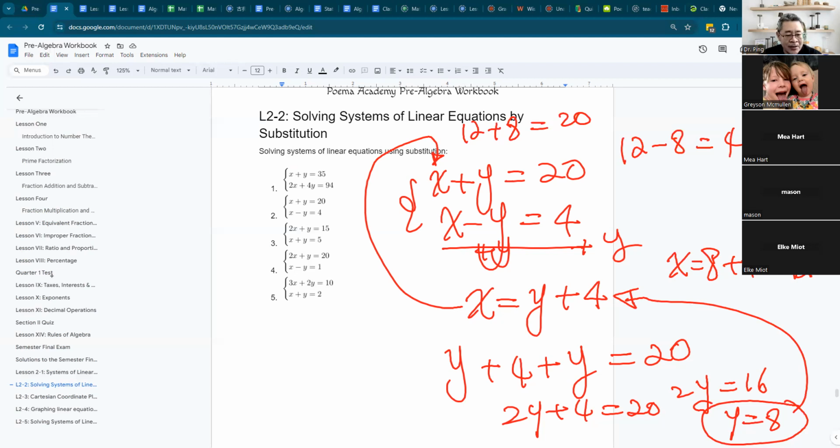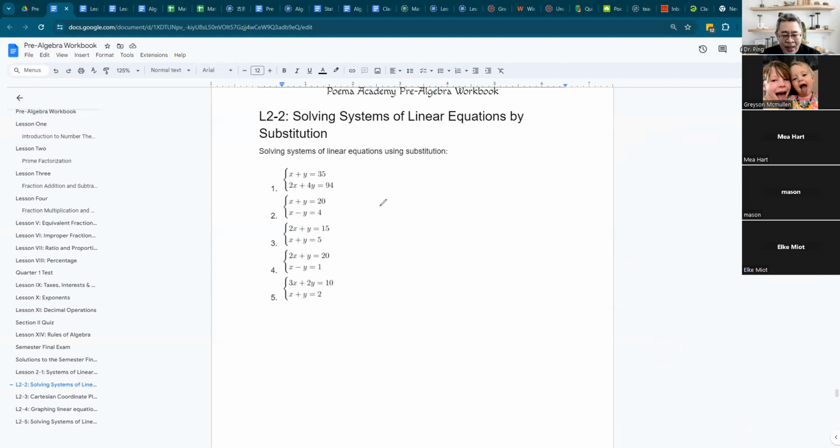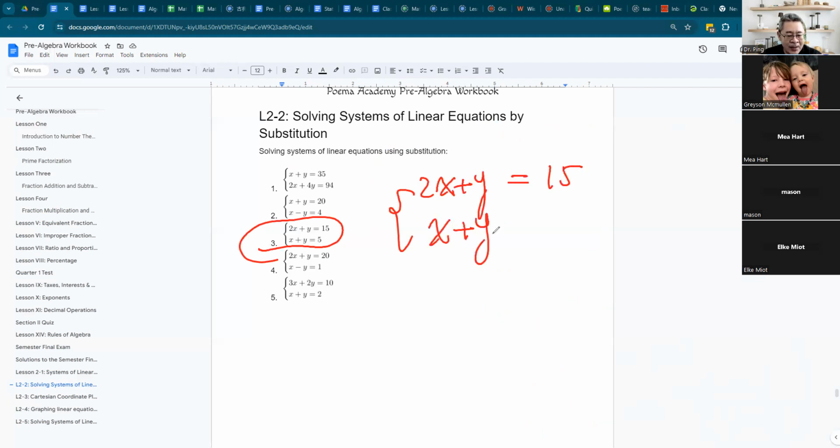Okay, so you can see that different technique, but same goal. Okay, I'm going to pick another one. Let's see if I pick the third. We got 2x plus y is equal to 15, and x plus y is 5.